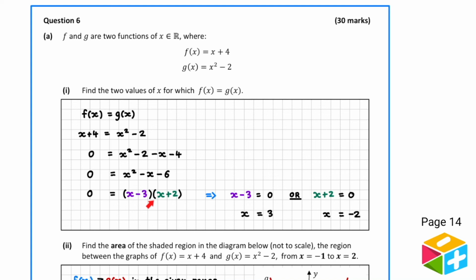We know that these two factors must multiply together to give 0. The only way that this can happen is if one of the factors is 0 itself. So either x minus 3 is equal to 0, or x plus 2 is equal to 0. Both of these cases are straightforward to solve. If x minus 3 is 0, we can add 3 to both sides to get x is equal to 3. If x plus 2 was equal to 0, we can subtract 2 from both sides to get x is equal to minus 2.